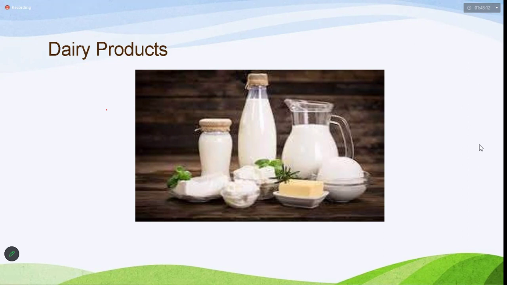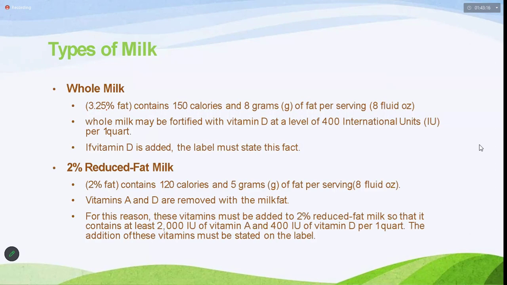Okay, we'll see different types of dairy products. The most common form is whole milk.